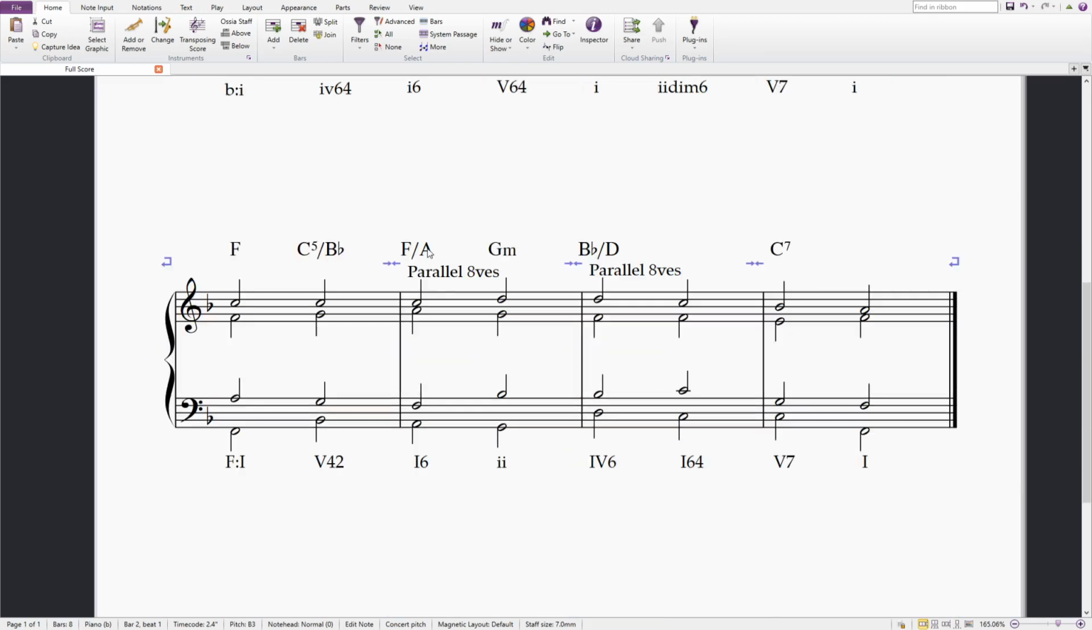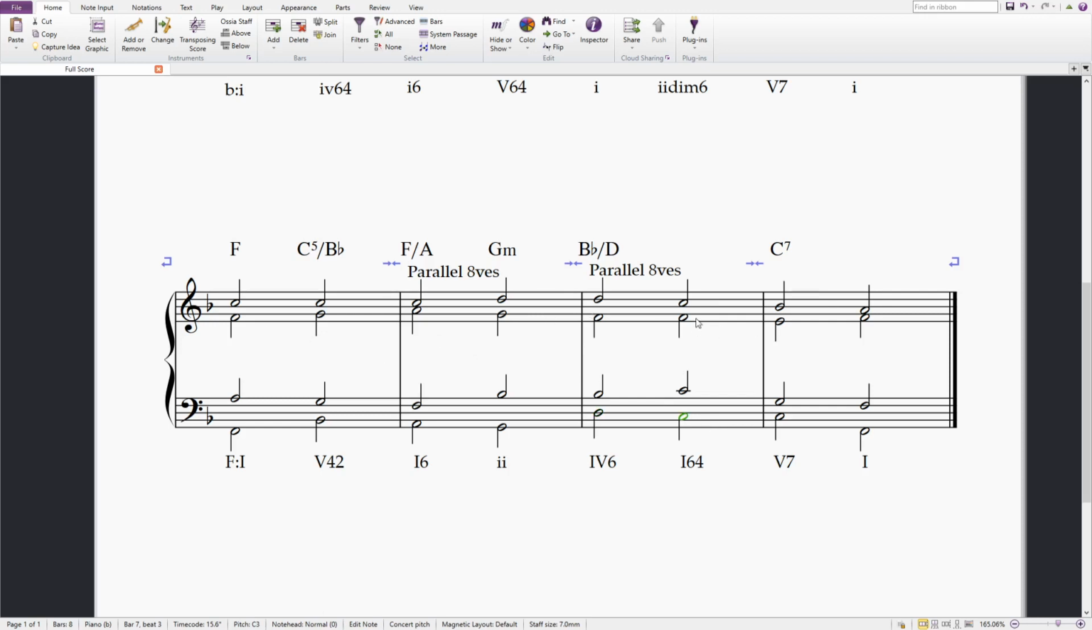Okay, on number 2 here, Clay, we've got some parallel issues. So the first one is right here. You've got parallel octaves between the alto and the bass. Your alto is going from A to G, and the bass is going from A to G, right? So parallel octaves right there. And similarly, you have parallel octaves between the soprano and bass, D to C, D to C, right there. So 2 pairs of parallel octaves does not a good voice leading make, unfortunately.